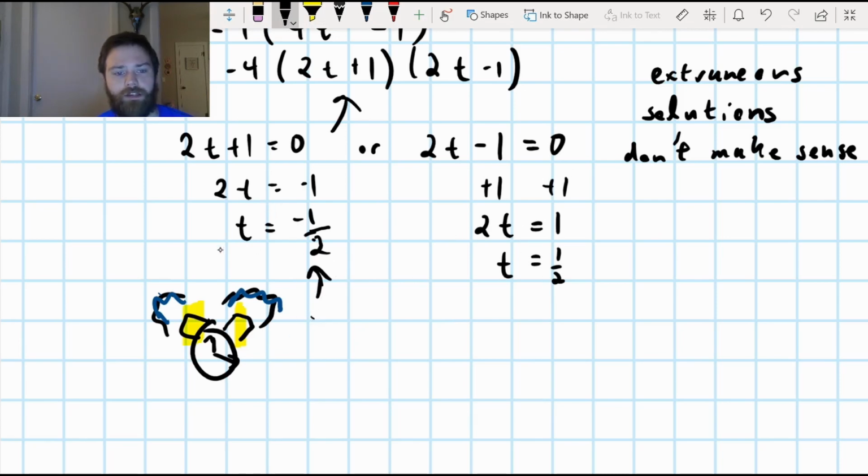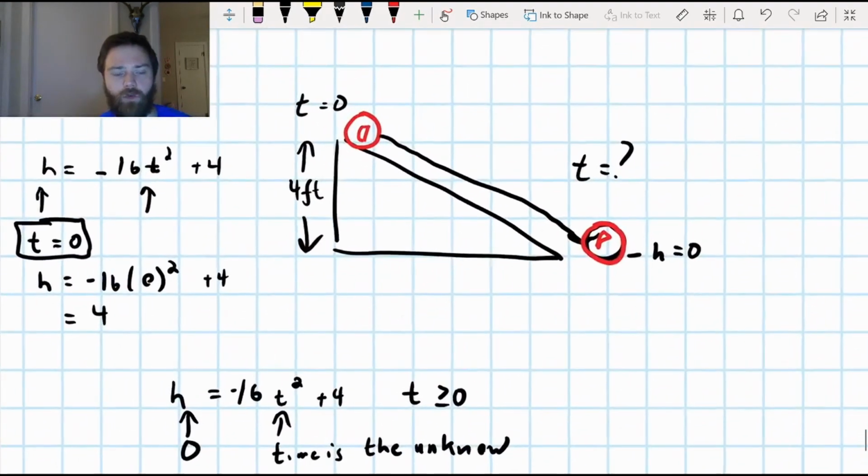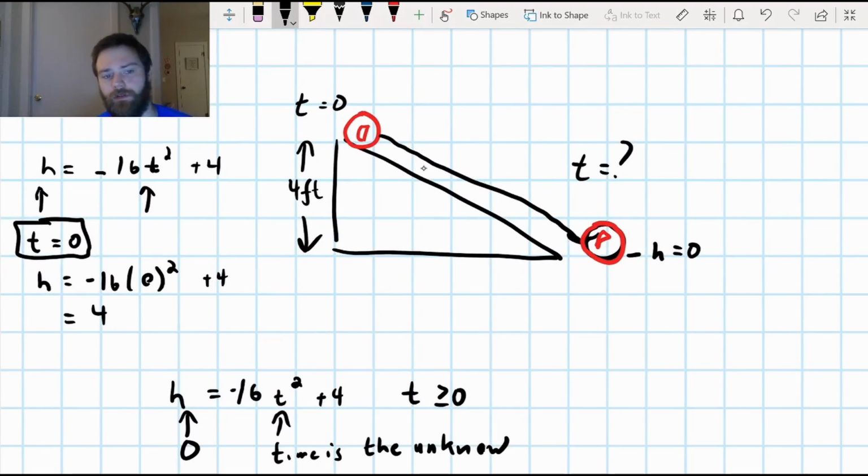In this case, our extraneous solution is negative 1/2. In this case, 1/2 makes sense. It's saying that after 1/2 of a second, if I used a stopwatch, or a cell phone, which they do now, they record the time it takes. If I record the time it takes for this ball to be released to the bottom, it's going to take 1/2 of a second.